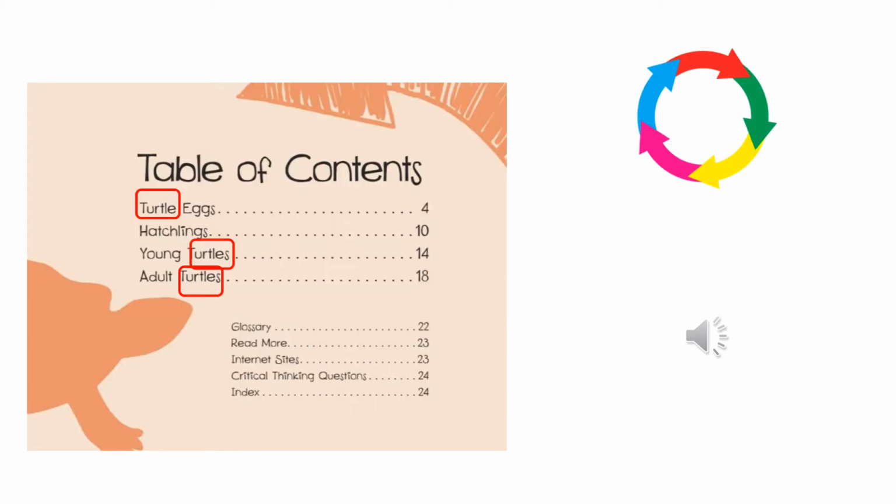So, how do we figure out the main topic? We have to look for words that repeat again and again, and ideas that repeat again and again. Just looking at this table of contents, I see the word turtles 3 times. So I think the main topic is going to be something about turtles because I see that word repeating. As you read and heard the rest of the text, you should be thinking about, what words did I hear repeat again and again? That will lead you to the main topic.